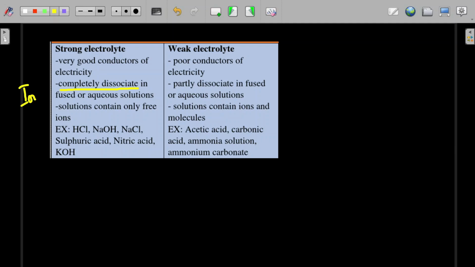But for ionic compound, it can conduct electricity in aqueous as well as fused state. Fused is nothing but molten state or liquid state. Therefore, they are very good conductors of electricity. Whereas weak electrolytes partially dissociate or ionize in water or in fused state, hence they are poor conductors of electricity. Completely dissociate means more number of ions. More number of ions means the conductivity will be very high. Whereas weak electrolytes will be partially ionizing, they will have less number of ions. Hence their electrical conductivity will be there, but it will be poor.